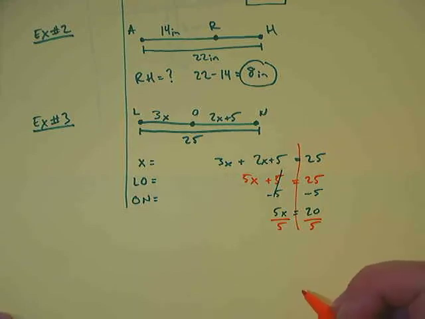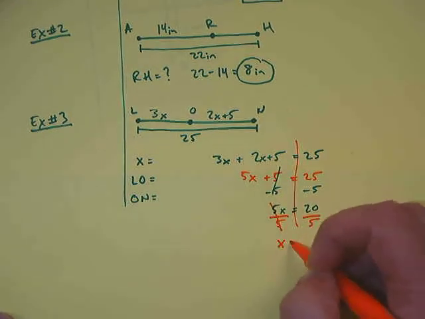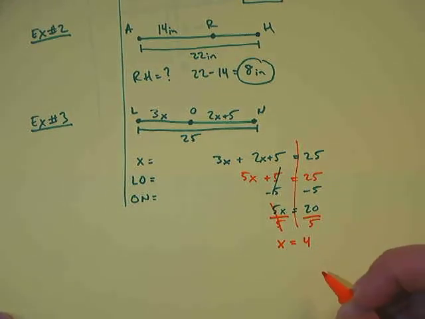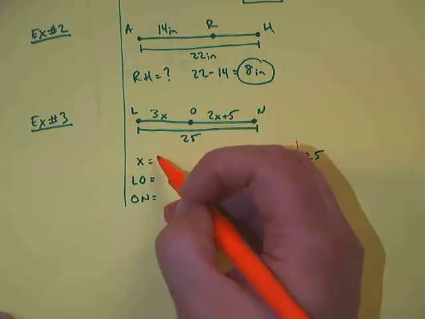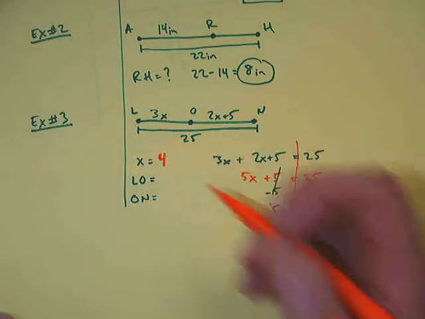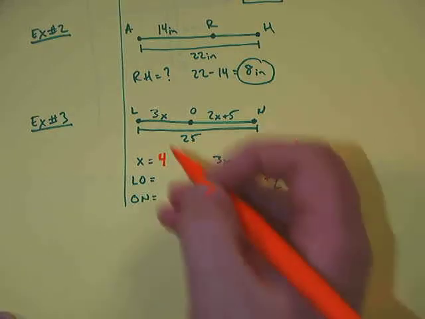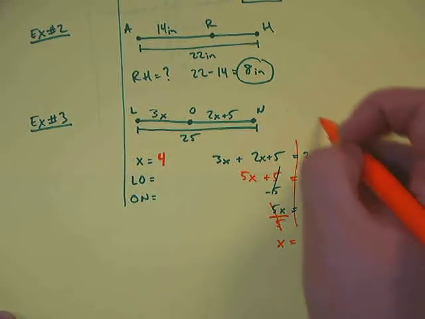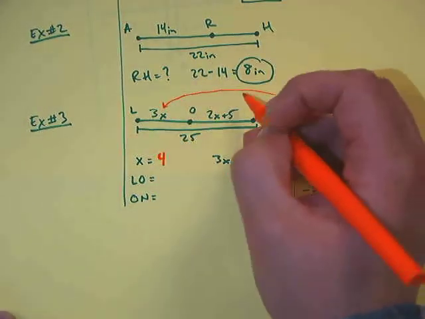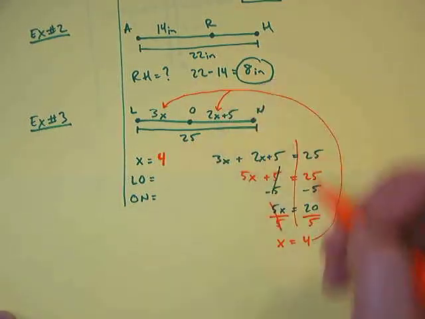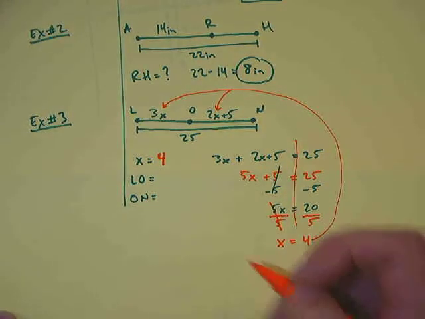Then we want to subtract 5 from both sides to be left with 5x equals 20. Then we can divide by 5 on both sides to get x equals 4. So that's going to be part of our answer here, x equals 4.